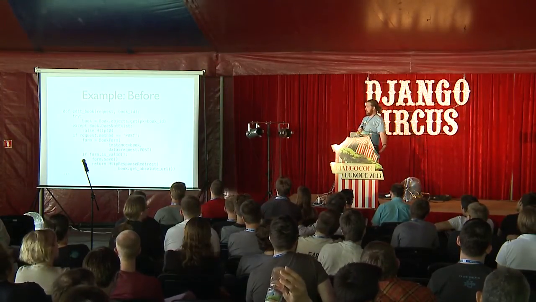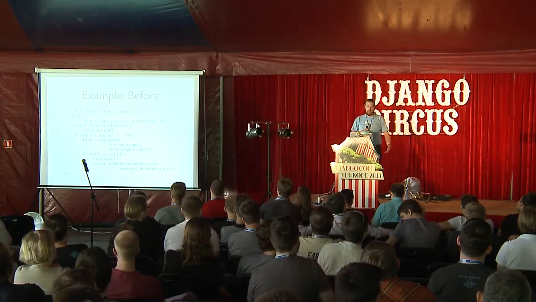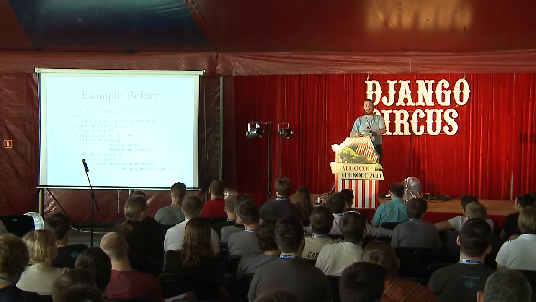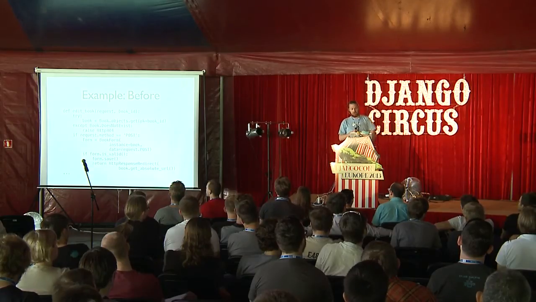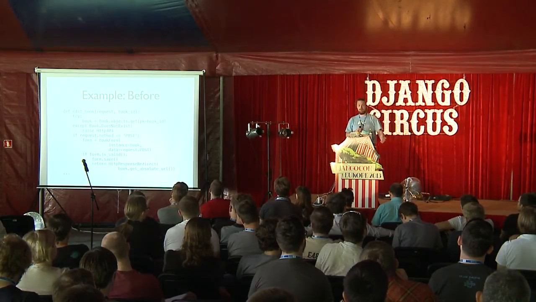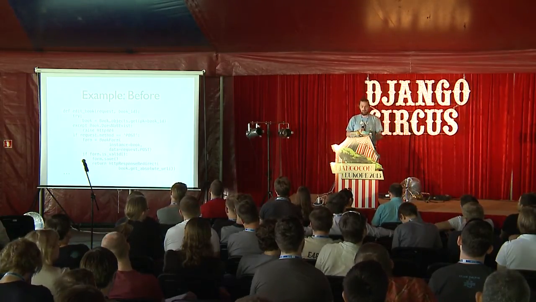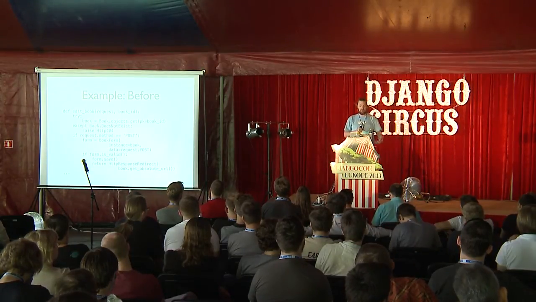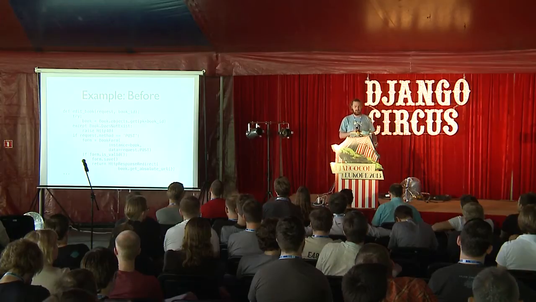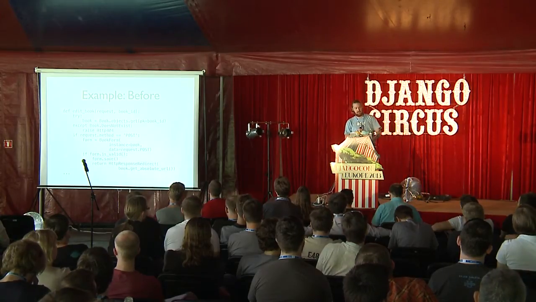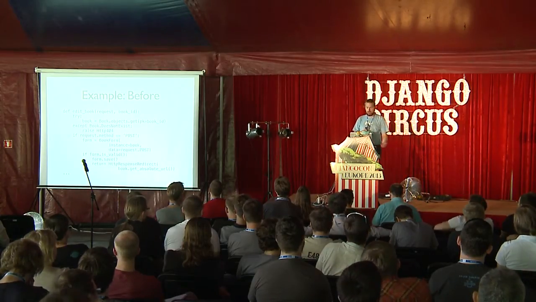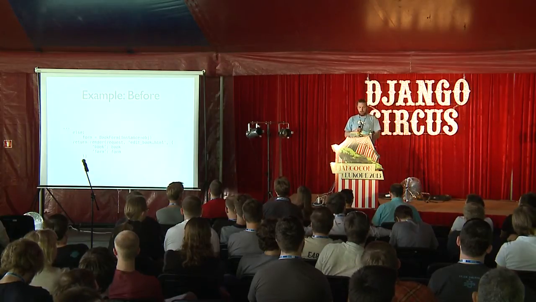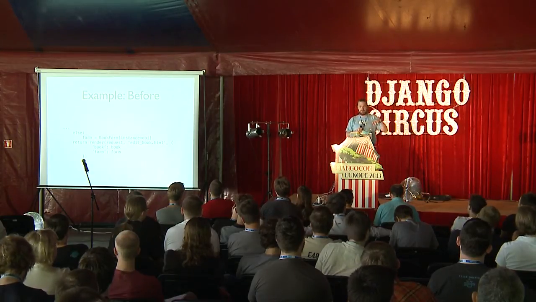Here's your stereotypical view to edit a book. It's a function that takes a request and the ID of the book you want to look at. You do a try except to get the book, and if it doesn't exist, raise a 404. If the method is a POST, then you construct a form based around that instance. You check if the form is valid, you save the form if it is, and you redirect somewhere useful. And then, of course, you've got the other end.